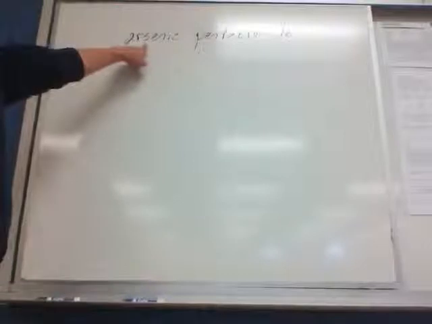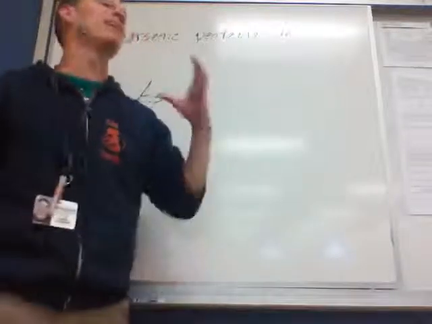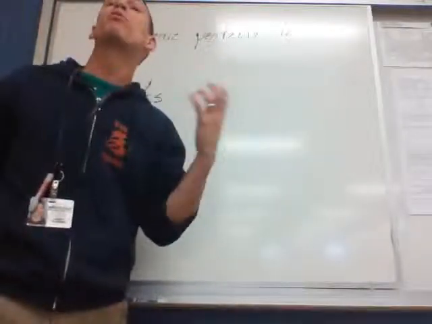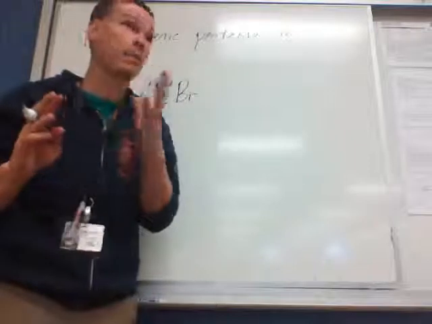Arsenic pentabromide. What element do you see in the first word? Arsenic, which is As. Pentabromide. What element is in that word? Bromide, which is bromine. There is no crisscross. Be careful.